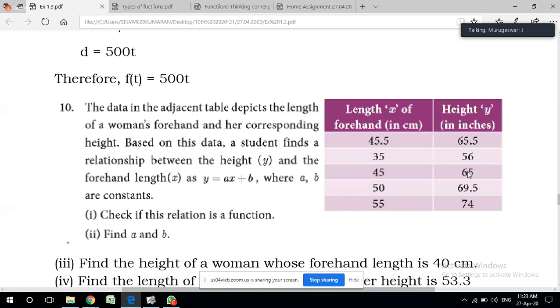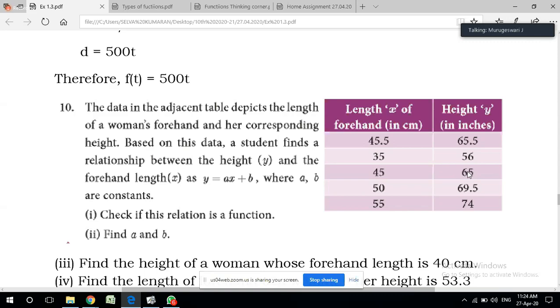Five elements are given for that. Length is 40.5 centimeter means the woman's height is 65.5. Now, 5 values are there. And what is given? One equation is given. y equal to ax plus b. y is height of a woman, x is length of a forehand, and a and b are constants.